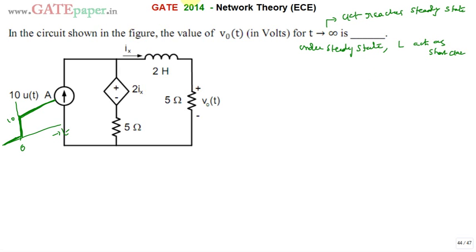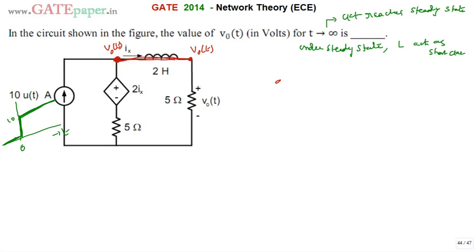So you can assume this inductor is now acting as a short circuit. Whenever it acts as a short circuit, there is no voltage across this inductor. So V0 of t is directly applied over here as well as over here. V0 of t is present here, and V0 of t is also present here. Since the inductor is acting as a short circuit, V0 of t is also available at this node.